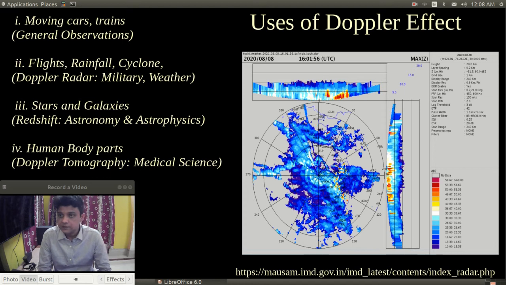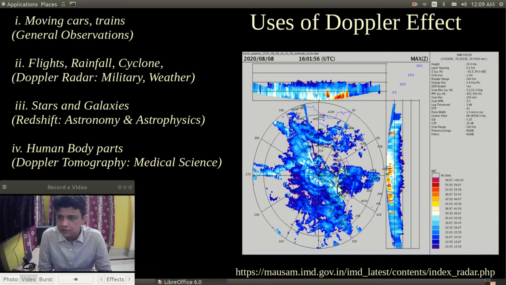Now, Doppler effect is also used in Doppler radar system, which is used for tracking of flights, and it can also be used for rainfall and cyclone warnings. As you can see, the image here shows a Doppler image of Kochi. The red dots which are shown here in these places are most likely to have heavy rainfall.